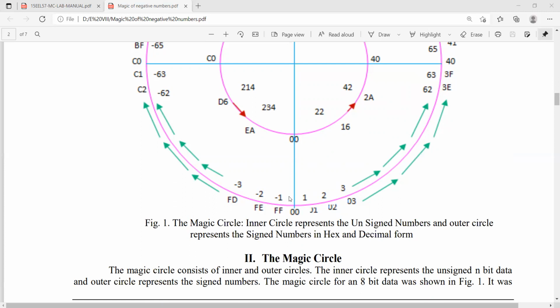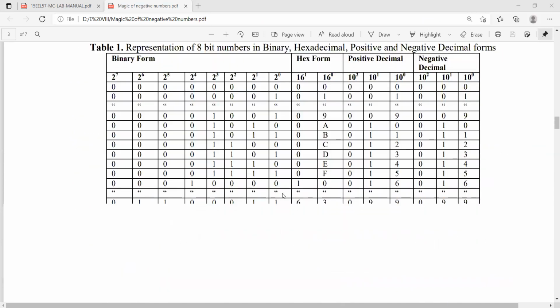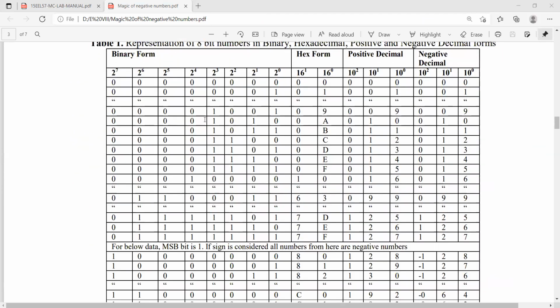In this way, any negative number you can write in the binary format, then complement it and add 1. That will become the 2's complement format, which is generally called a negative number. So here is the table. Just have a look at this table.